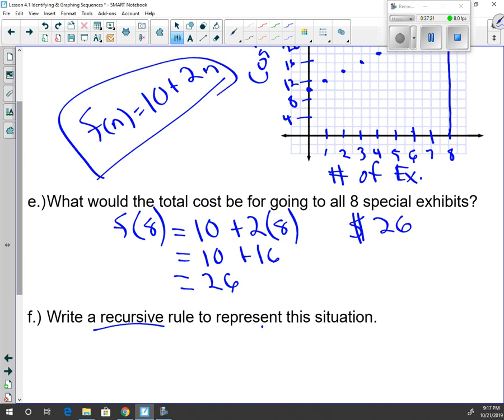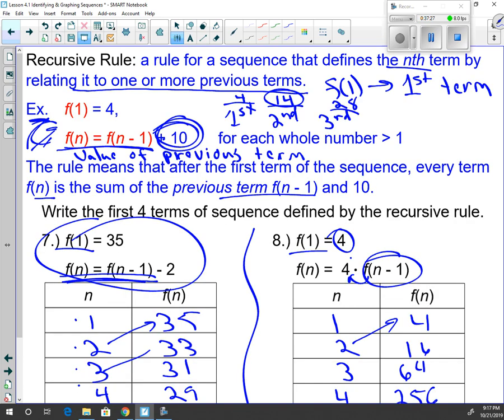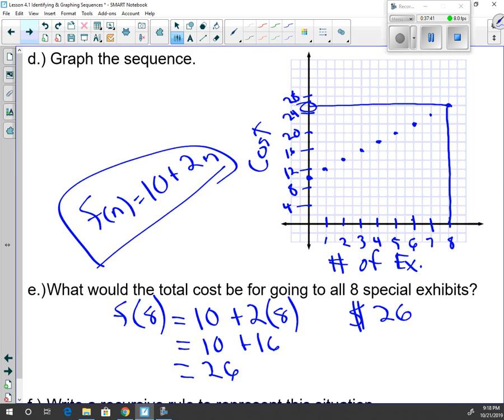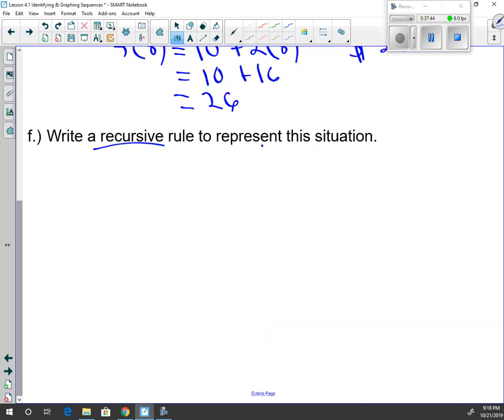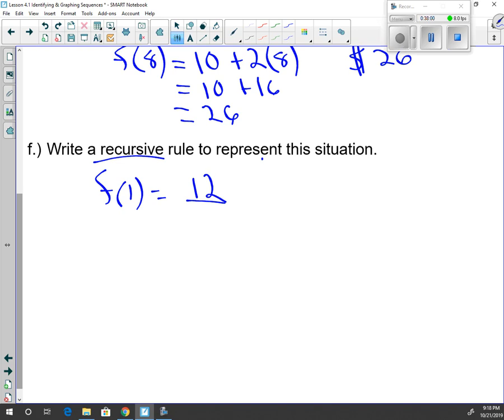It looks totally different. So let's go back one more time and review what the recursive rule looks like. So remember way back when I said everything in red is just part of the rule? I need to have f of 1 equals something. So f of 1 means the value of the first term equals something. Well, what is the first term? What does it cost to go to 1 exhibit? It's on the graph here. It cost me $12, right? So the first exhibit cost me $12.